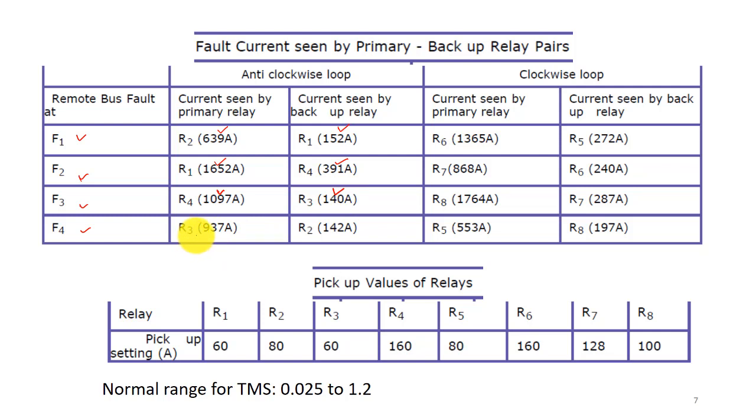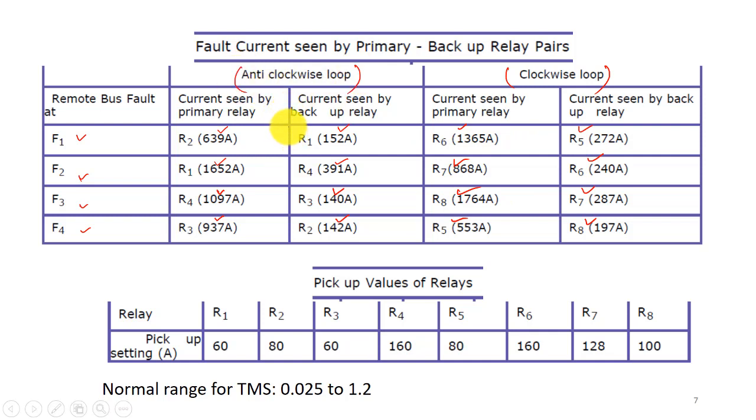Similarly, R3 will act as the primary protection for F4, and R2 will act as a backup protection for R3. R3 will see a fault current of 937 ampere, and R2 will see a fault current of 142 ampere. Similarly, in clockwise direction, we have these combinations for F1, R6, R5, and they see different currents, R7, R6, R8, R7 for F3, then R5, R8 for F4. So these are the clockwise direction protection scheme, and this is anti-clockwise protection scheme.